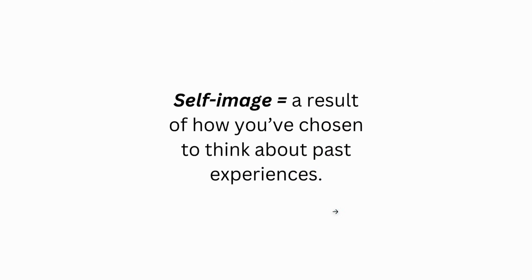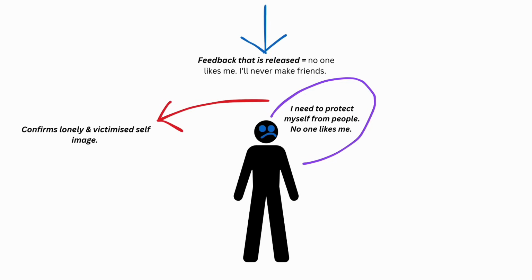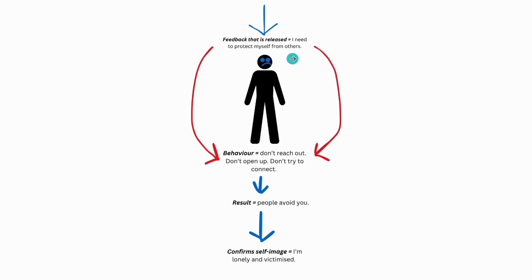Remember, your self-image is a result of how you've chosen to think about past experiences. So the sequence plays out. That feedback is released. That person concludes, "I need to protect myself from people. No one likes me." All of which confirms their self-image. And the sequence further plays out of that feedback being released: I need to protect myself from others, resulting in their behaviour of not reaching out to others, not opening up, not trying to connect, resulting in people avoiding them, which confirms their self-image of being lonely and victimised.